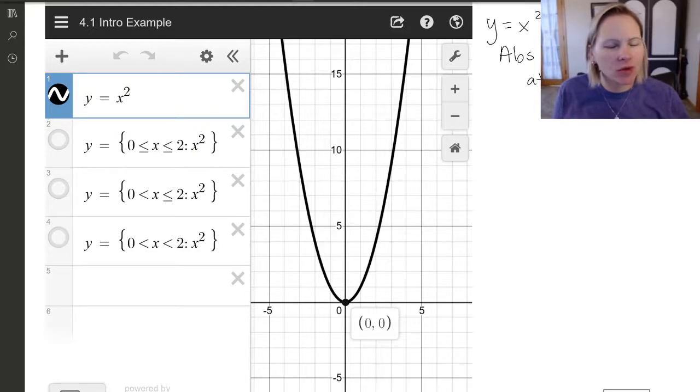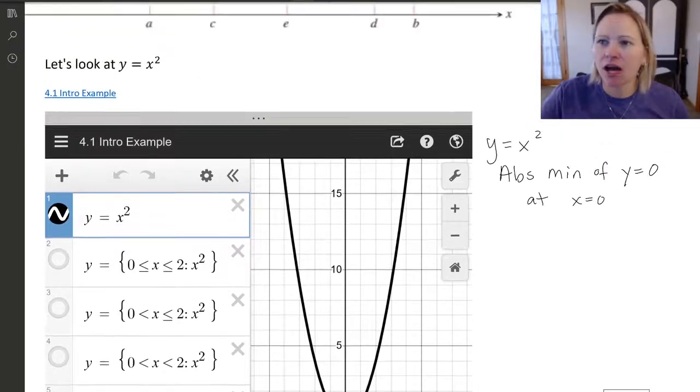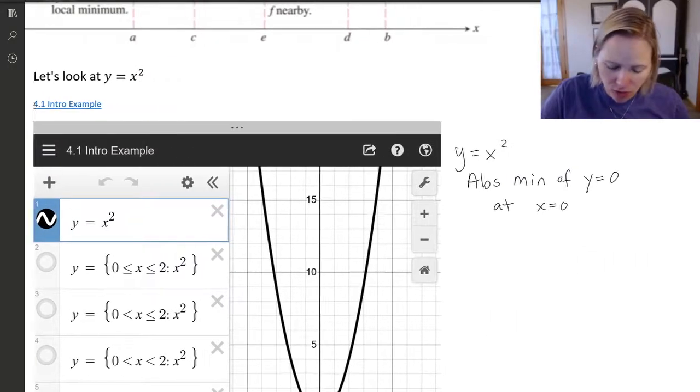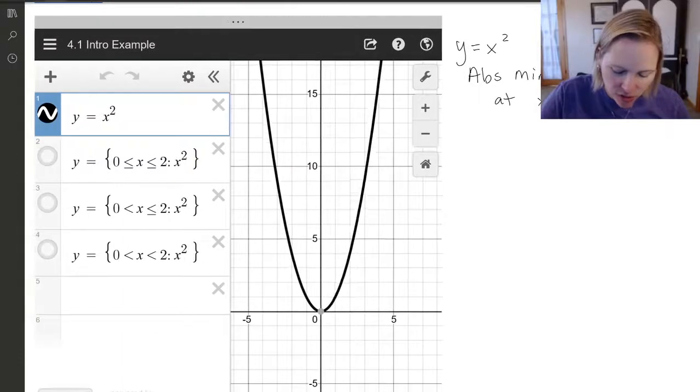Now, I'm not always going to be asked for the minimum or the maximum value. I will always be asked for the location. That will be the bare minimum of what I will be asked to find.